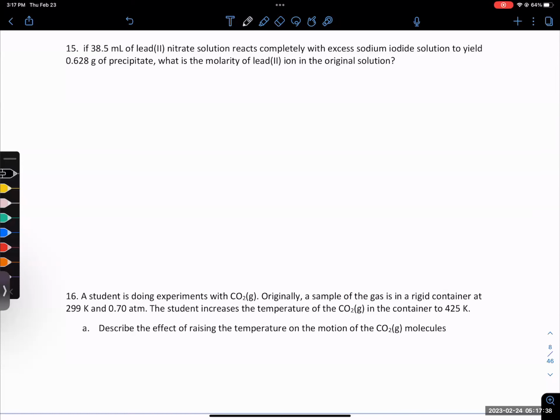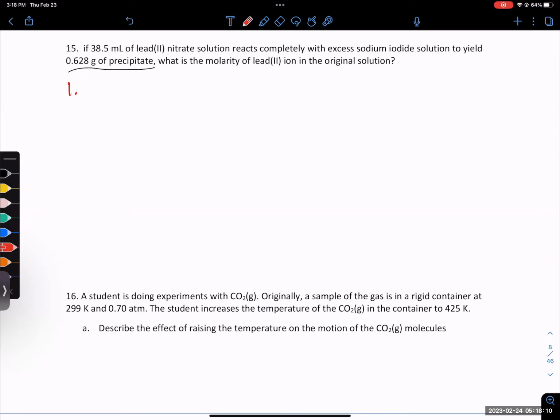All right, let's do this. If 38.5 milliliters of lead-2 nitrate solution reacts completely with excess sodium iodide solution to yield this much precipitate, what is the molarity of lead-2 ion in the original solution? All right, so what was the first step in doing this? Let me do the game plan here. Step one. What was step one?